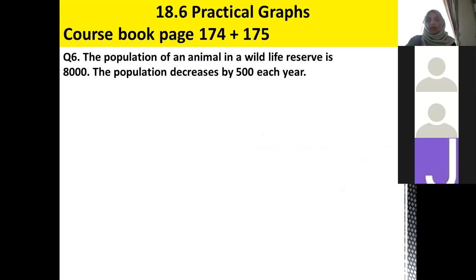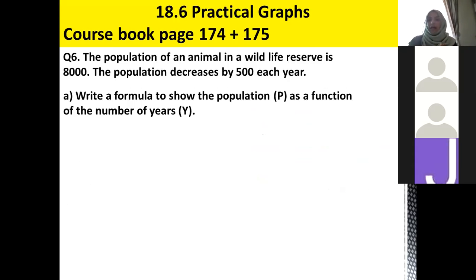Okay, here we have the population of an animal in a wildlife reserve, which is 8,000 wild animals. The population is decreasing by 500 each year. Write down the formula. You have a starting number and it's decreasing. Who wants to help? Jawad, by the way, it's the same idea, but I'm going through it again. Who will help me? Selena, Jawad and Taha. Farah, come on.